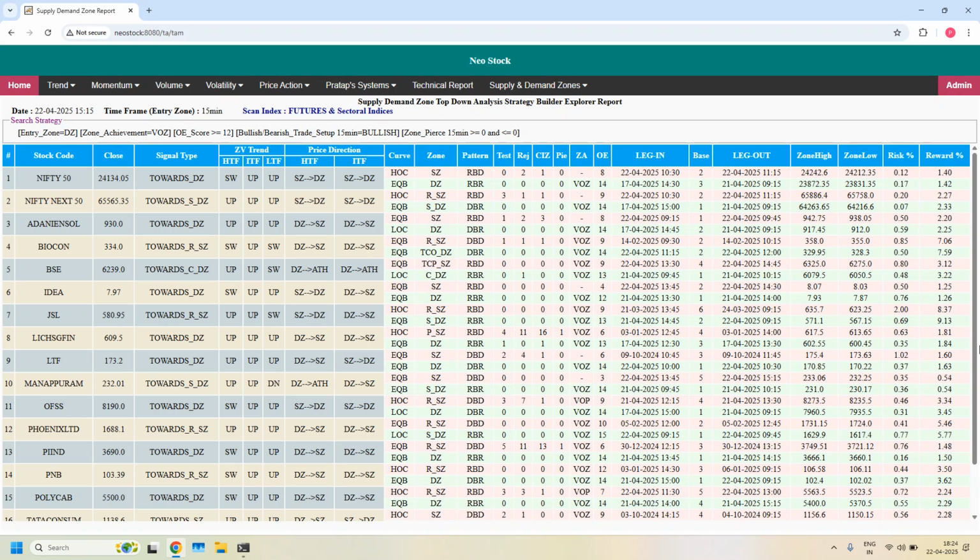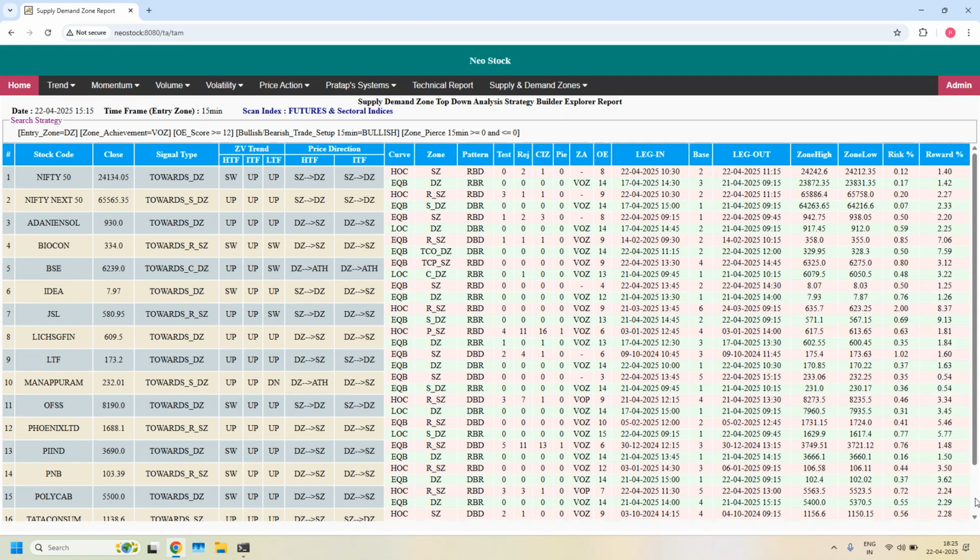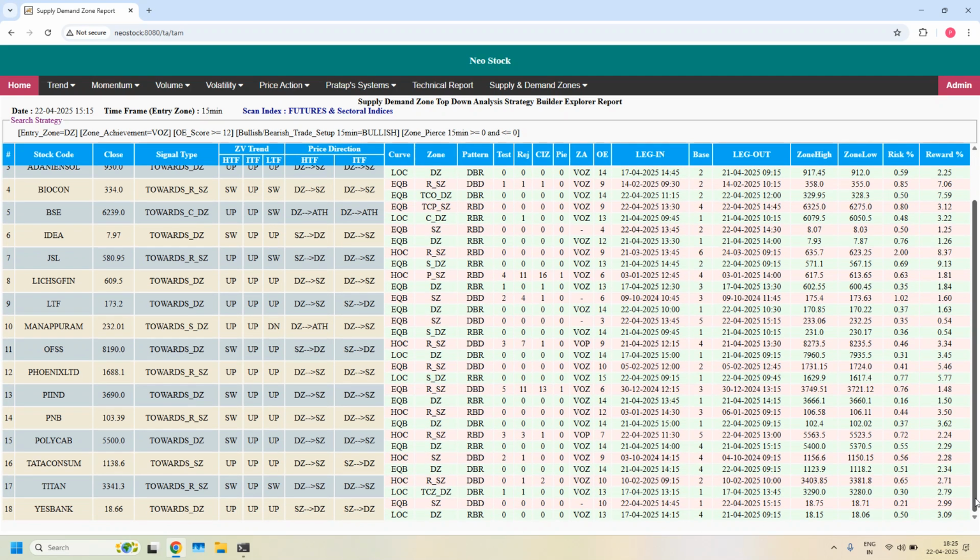Entry time frame zones are 15 minutes demand zones. Even NIFTY is there, NIFTY next 50 is there from the indices. Okay. I'm scrolling the list down. Total 18 stocks are filtered. Out of these 18, 15 minutes demand zones, how many are having more high probability to get success?